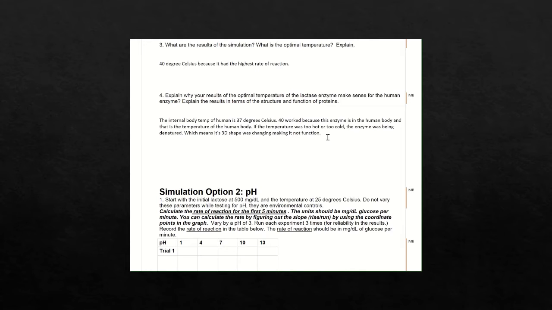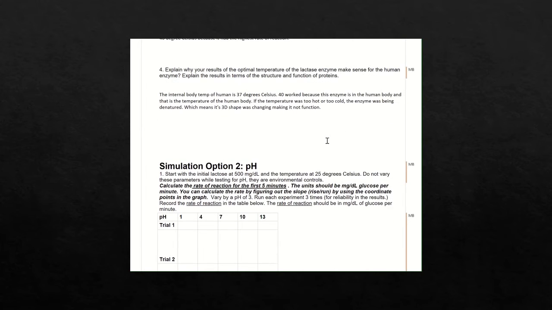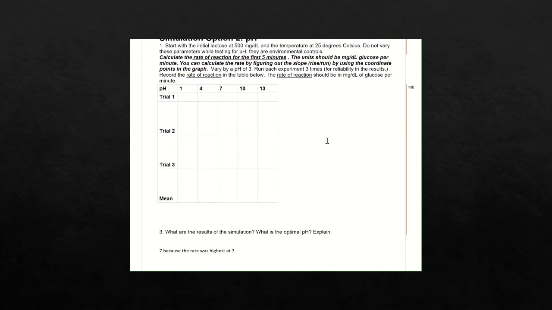If the temperature was too hot or too cold, the enzyme was being denatured, which means its 3D shape was changing, making it not function. So if it was too cold or if it was too hot, the protein's shape changed, it denatured, and it caused a loss of function, making the rate go down.